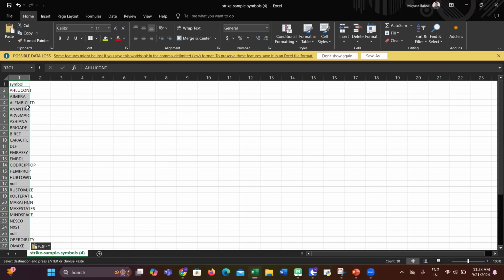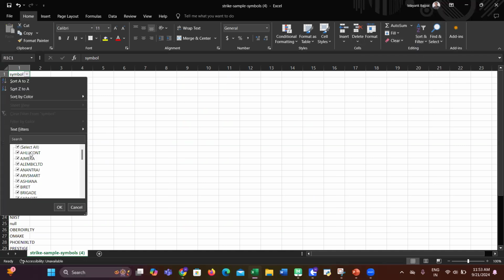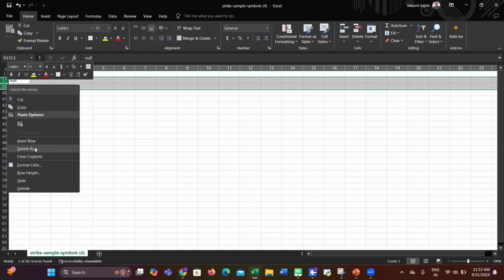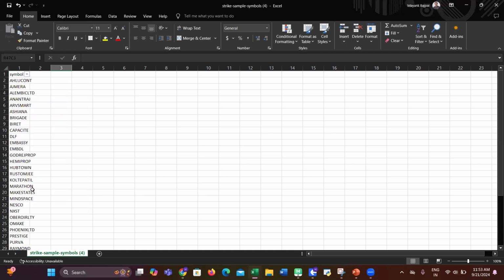So I will upload these and then I will remove the ones which are showing as null, because those are highlighted under BSC. We don't have BSC data in Strike at the moment, but they are working on getting that data as well. After that, I think we can see all the stocks listed in BSC as well. So this is the list that we have.